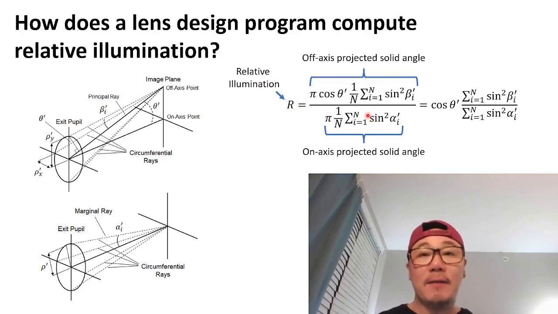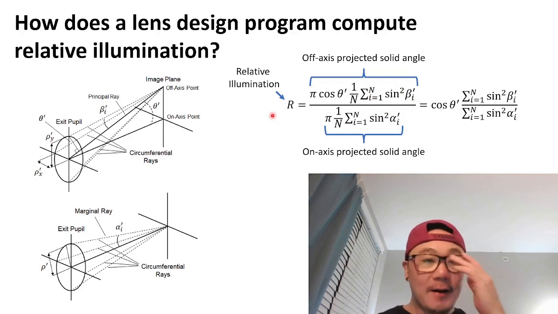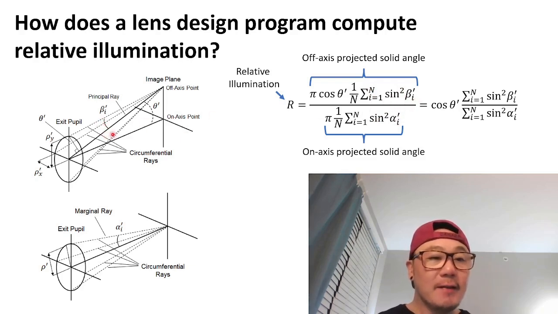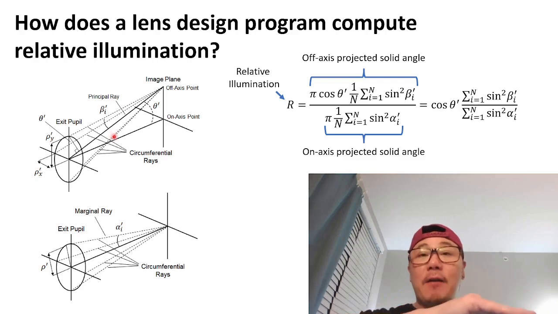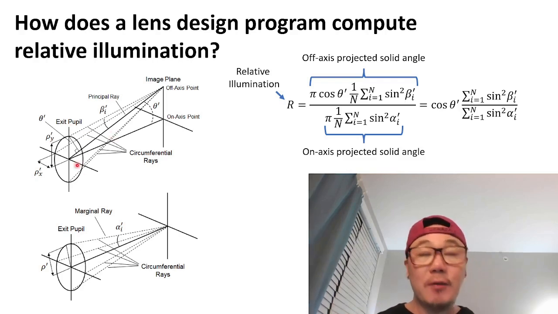If you're familiar with radiometry, irradiance is proportional to something called projected solid angle. And since relative illumination is a ratio of irradiances off axis to on axis, I can just take the ratio of projected solid angle. This is given by the ratio of these sums of sine squared of these angles. These angles are the angles of rays that you trace coming out from the exit pupil, surrounding the exit pupil. That's why they're called circumferential rays or just rim rays.